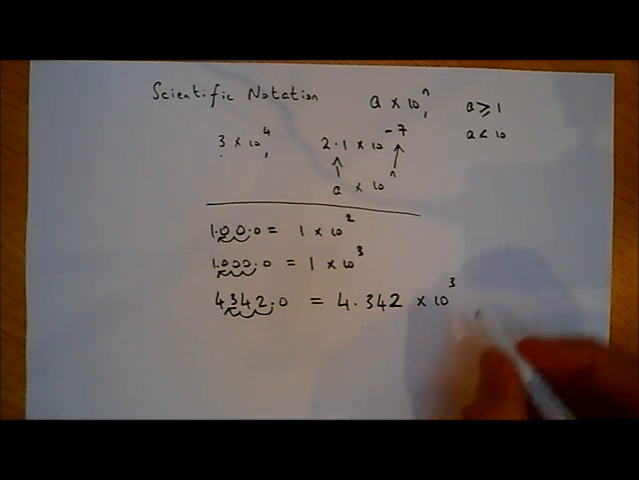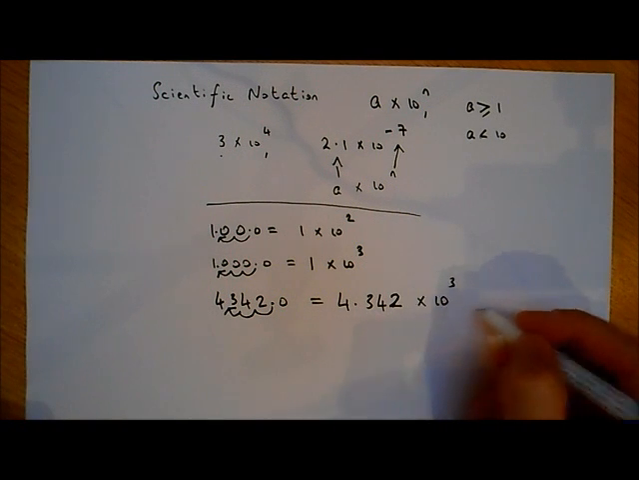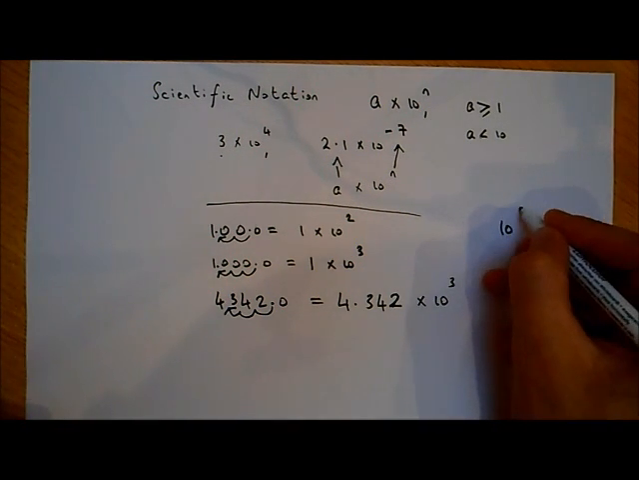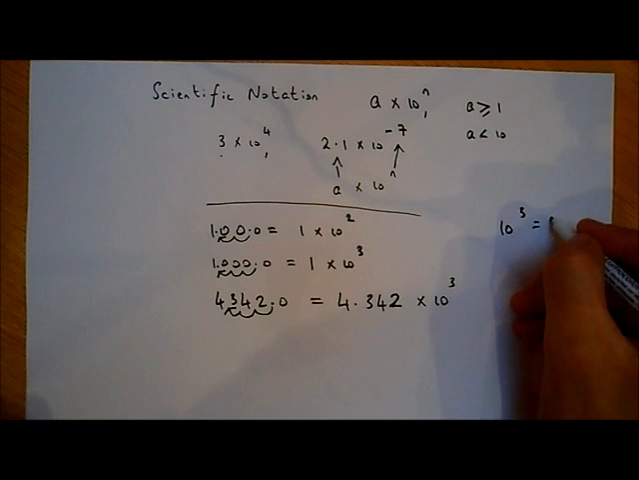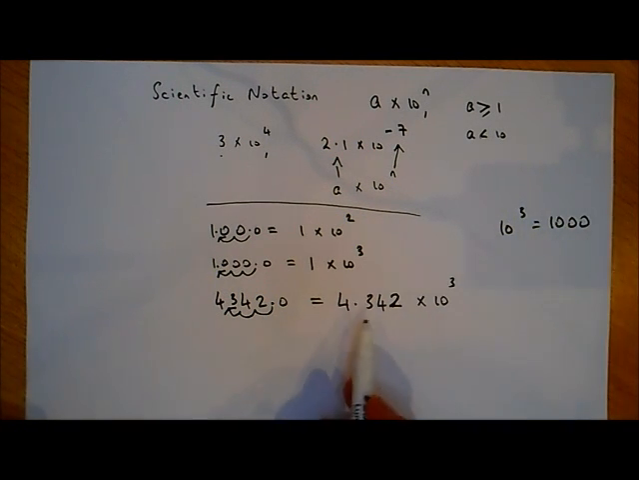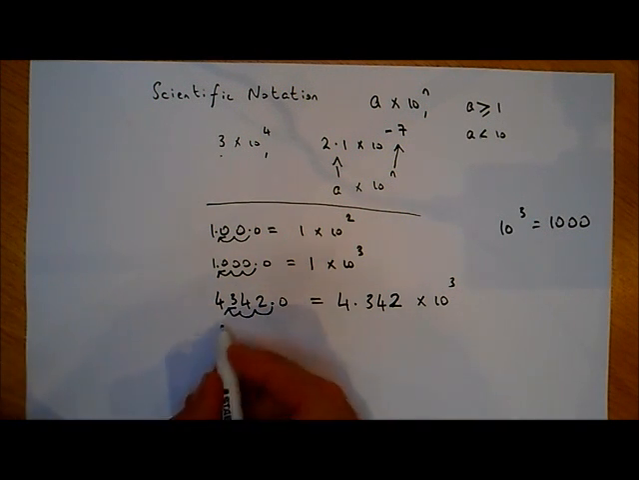The reason is that 10 to the power of 3 is 10 by 10 by 10, which is 1000. And if I multiply 4.342 by 1000, I will get 4342. So let's have a look.